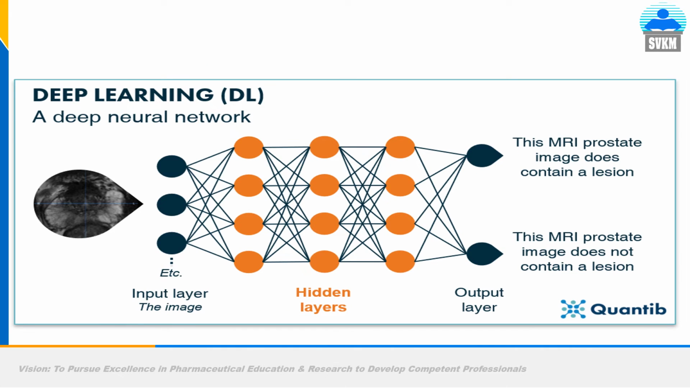Now, the earlier two images showed the simple perceptron, input layer and output layer. But in a deep neural network or artificial neural network, we have many hidden layers. On the left, you are seeing the image. After that, three round gray circles are there. They are the input layer. On the right side, you see two dots. They are the output layer. Between these two layers, there is a huge amount of calculation going on, adjusting weights and biases to adjust the output. So the output is whether the MRI prostate image shows a lesion or no lesion. This is an example of a deep neural network.